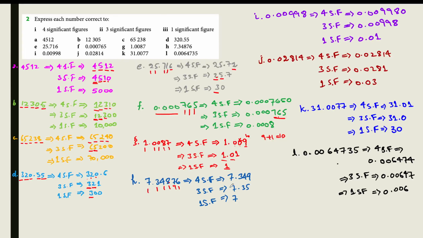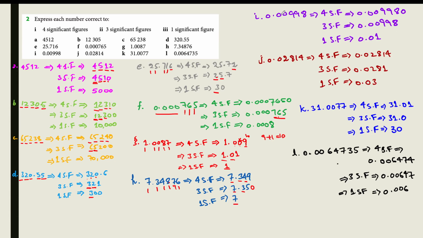Then 3 significant figures. This is first, this is second, this is third, and in here this 9 will become 0. If we express this number as one significant figure, so it would be 7. We check the second significant figure, it is less than 5, so therefore the 7 will not be rounded up, it will remain the same as it is.